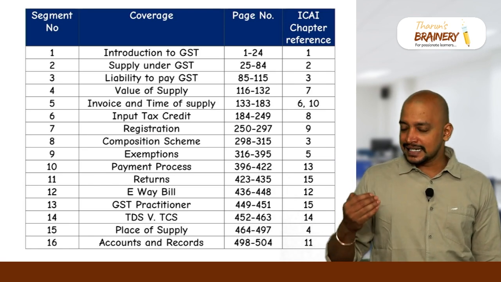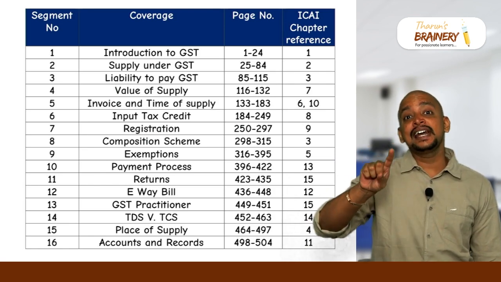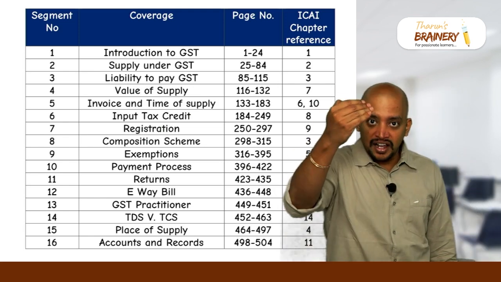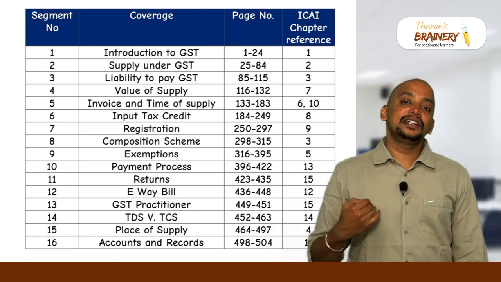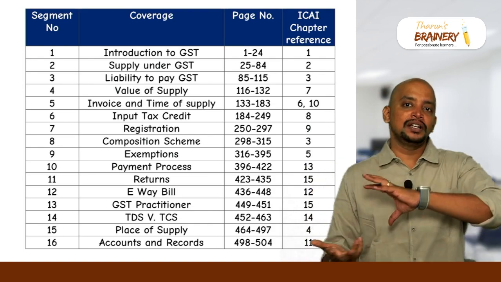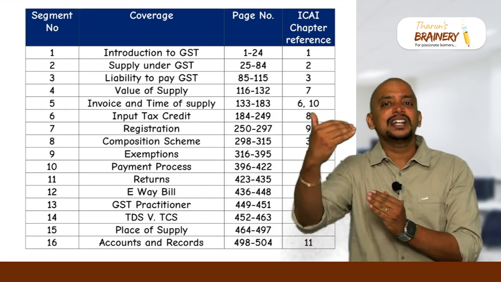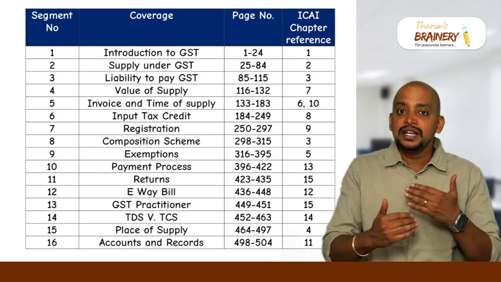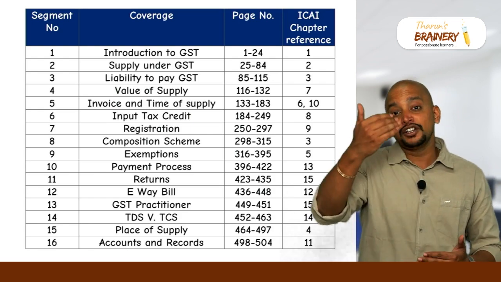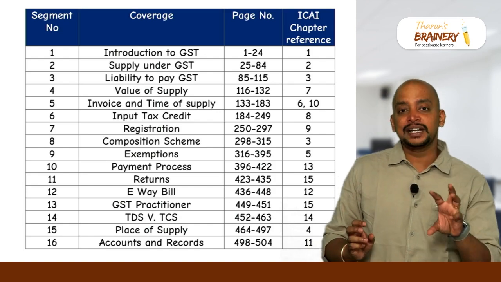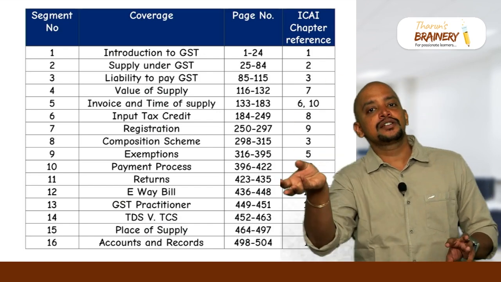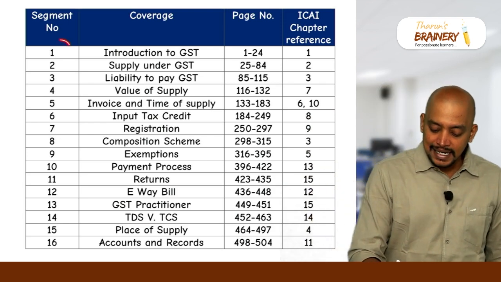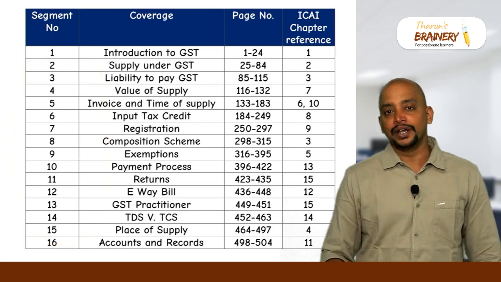So these 16 segments along with the ICAI chapter reference I have given, but the ICAI chapter way like 1, 2, 3, I did not find it useful, the order in which they have given. So that's a little bit I have modified so that it will be easy for us to connect with the subject, the flow, etc. and all. That's a little bit I have modified, but I have given the reference of ICAI chapter also. So therefore, these are the 16 segments that you should be knowing, okay?